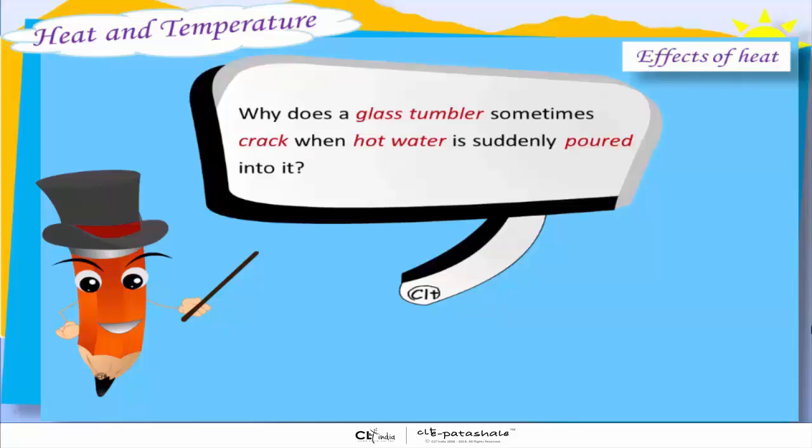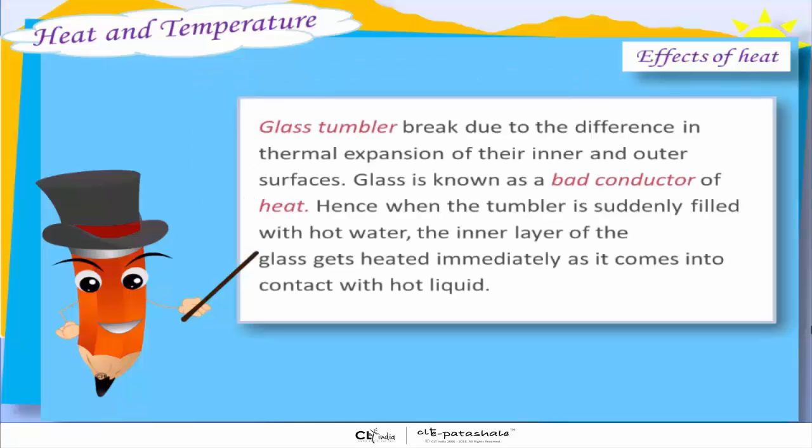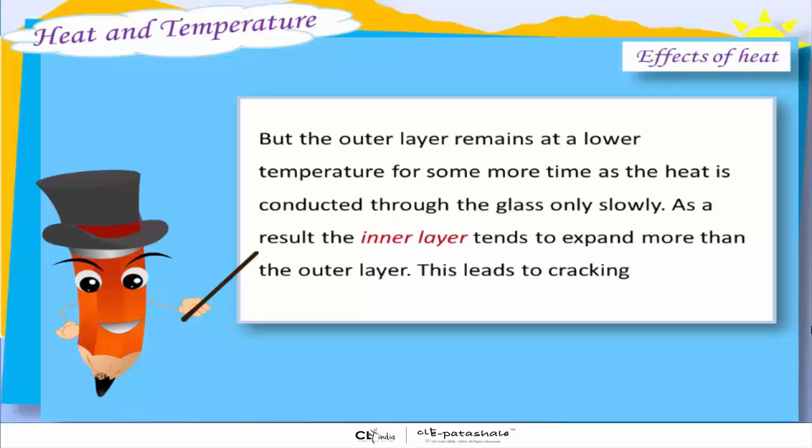Now, why does a glass tumbler sometimes crack when hot water is suddenly poured into it? Glass tumbler breaks due to the difference in thermal expansion of the inner and outer surfaces. Glass is known as a bad conductor of heat. Hence, when the tumbler is suddenly filled with hot water, the inner layer of the glass gets heated immediately as it comes into contact with the hot liquid. But the outer layer remains at a lower temperature for some more time as the heat is conducted through the glass only slowly. As a result, the inner layer tends to expand more than the outer layer. This leads to cracking.